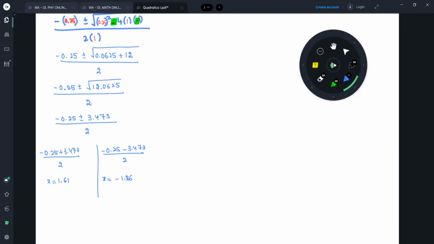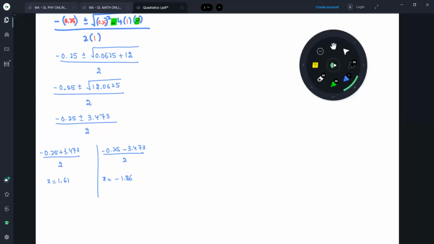Minus 0. Write down minus 0.25 on the calculator. Minus 0.25 plus 3.473 equals to का साइन दबाओ उसके बाद. सर आगे आंसर, divide by 2 करो.